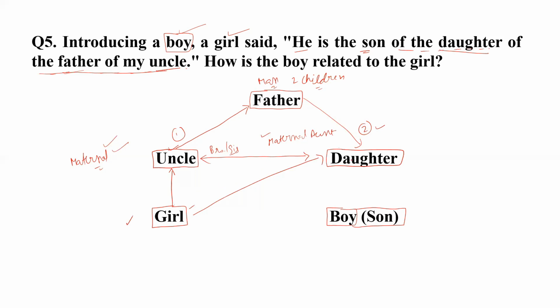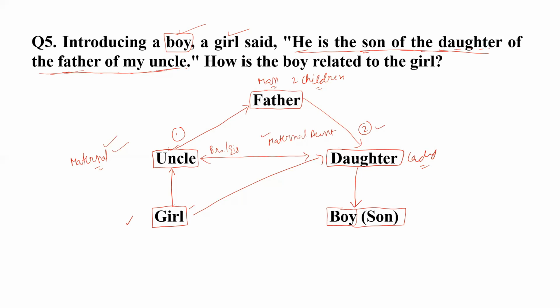And if this lady is the maternal aunt of the girl, then any of his children shall have a cousin's relationship with that girl. So now we read the question again. He is the son of the daughter. In the question it has been given that this boy is the son of this lady. So we have made the conclusion.